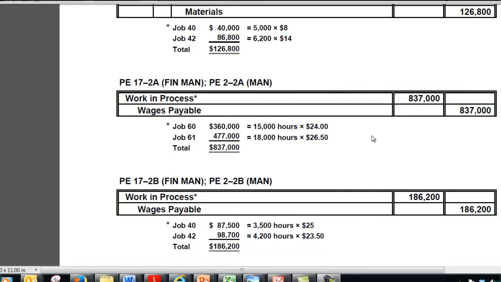You can see here we simply multiply the number of hours times the hourly rate for each of these jobs. We add the totals together, and once again we're going to increase our work in process by $837,000. Based on the absorption costing system that we're using, all these costs are going to be counted in work in process, which stays on the balance sheet as an asset until the finished goods are actually sold, and at that point it becomes cost of goods sold. The offset goes to wages payable, which is a liability, and that'll stay on the books until we actually pay those employees.